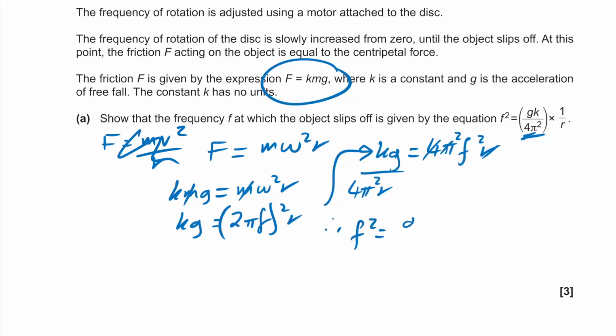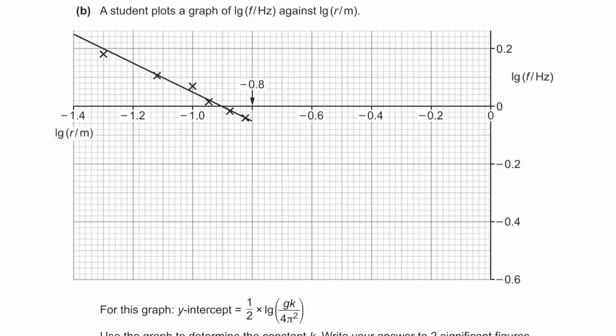There we go. That is our final expression for f squared. The student plots log of f against log of r. Okay, cool. For this graph, the y-intercept is that. Use a graph to determine the constant k. Write your answer to 2 sig figs.